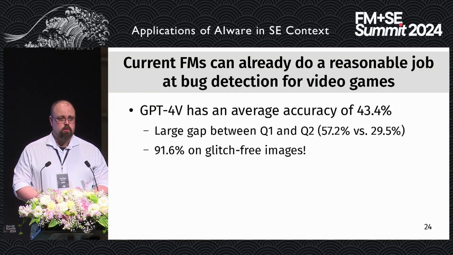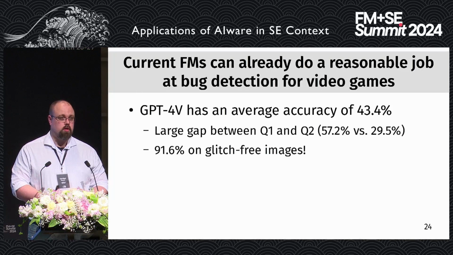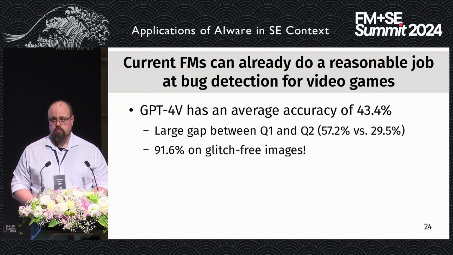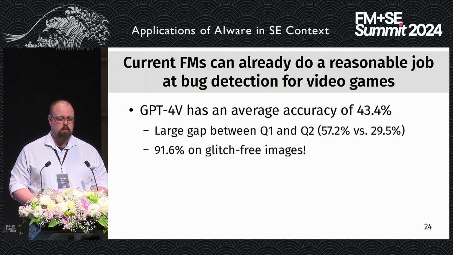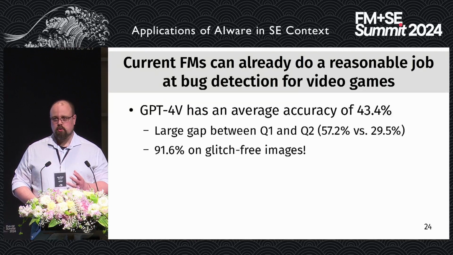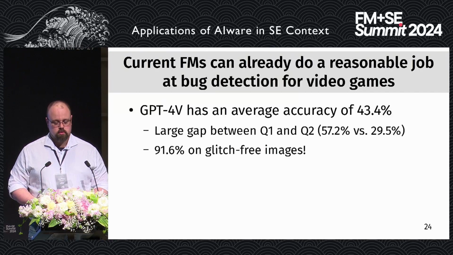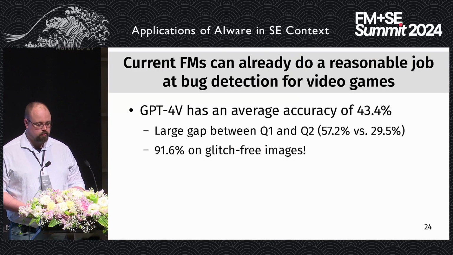Another interesting observation was that it was actually really good at seeing that nothing was wrong with glitch-free images. So we also did a control run with about 300 glitch-free images, and we asked it what is wrong. And basically the answer should be nothing is wrong. And it could do that in almost 92% of the cases. Okay, so it's relatively reliable for that.